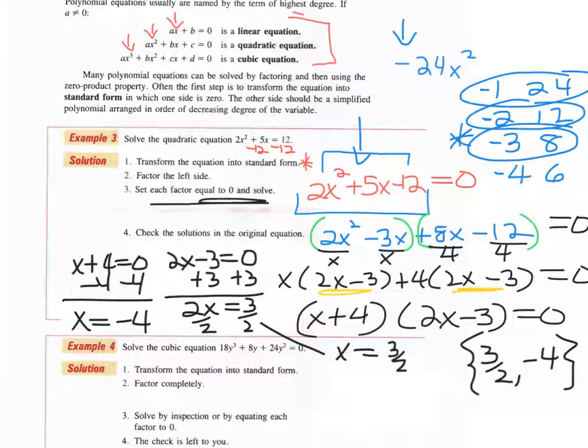Let's try another one. Again, we're going to factor this thing first. So this is example 4. First thing I should do is write it in standard form. So I'm going to put the 18y to the third, then the 24y squared, then I'm going to write the 8y and set it equal to 0.